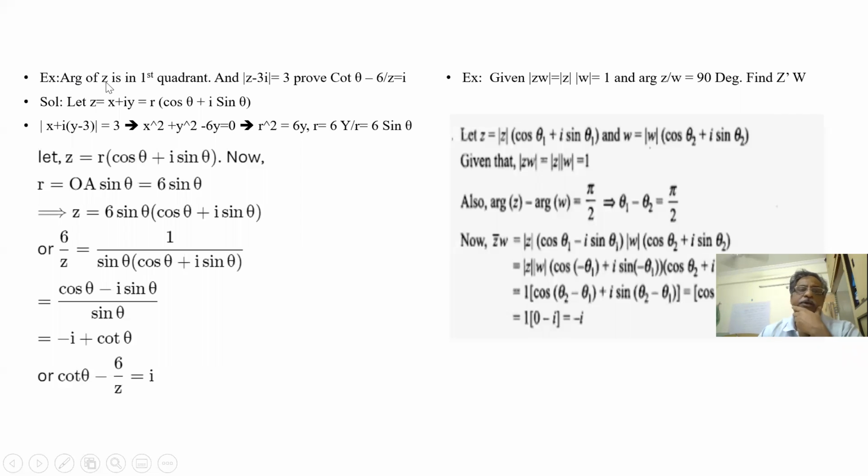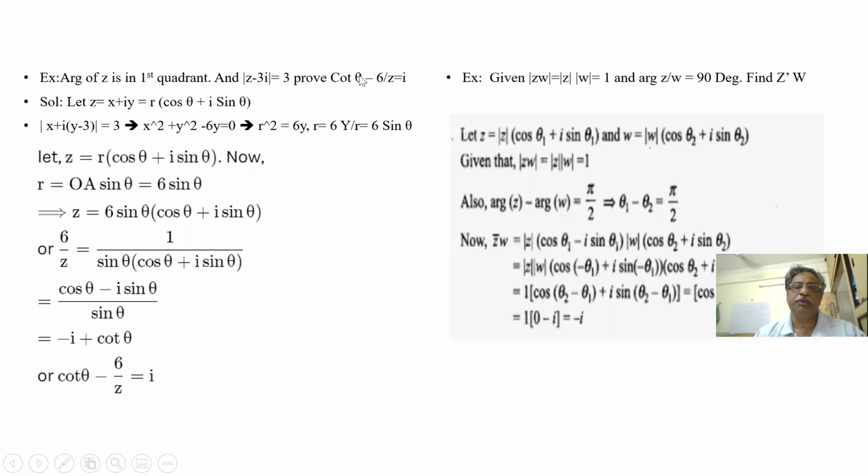It is given argument of Z means argument of Z is in the first quadrant. What do you mean by first quadrant? That means y is positive, x is positive, both are positive. If |Z - 3i| is 3, prove that cot theta - 6/Z is equal to i.